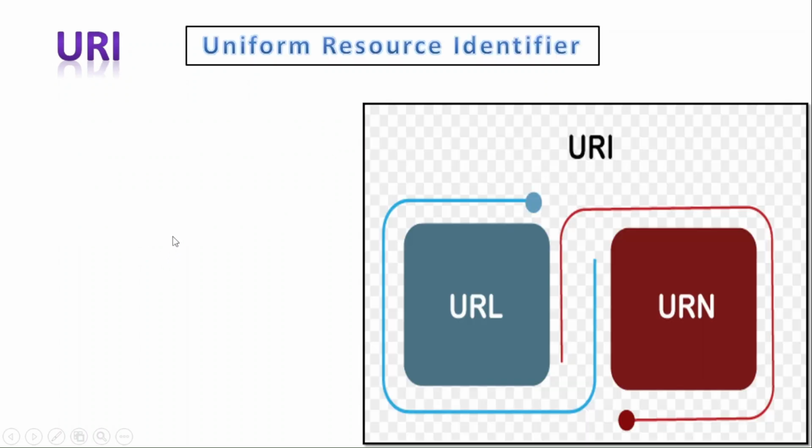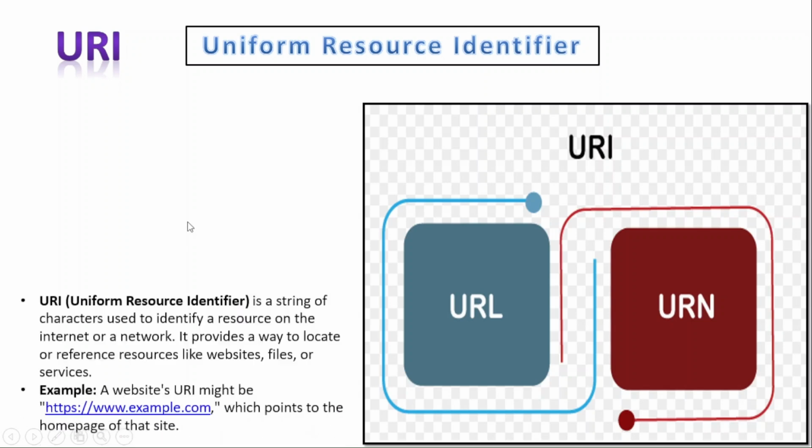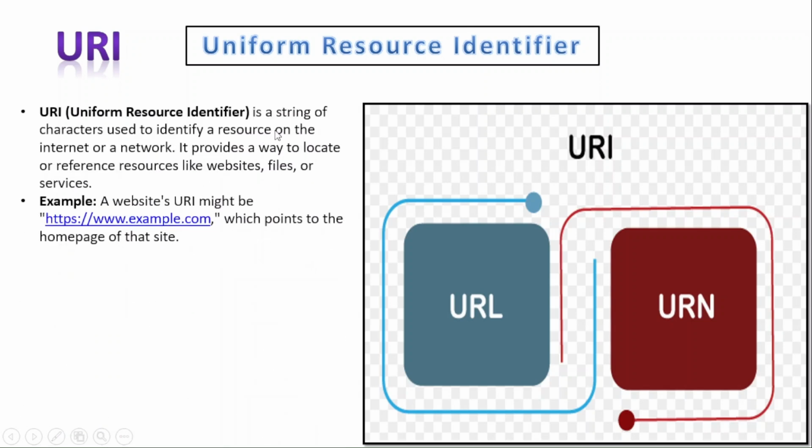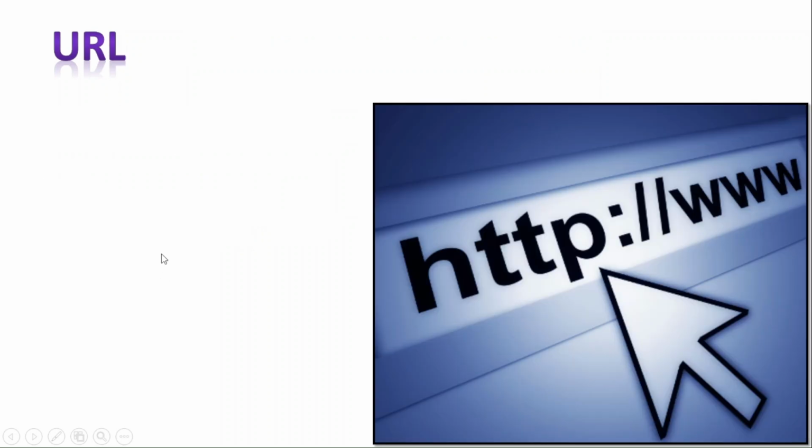URI, or Uniform Resource Identifier. So URI, or Uniform Resource Identifier, is a string of characters used to identify a resource on the internet or a network. It provides a way to locate or reference resources like websites, files, or services. Example, a website's URL might be https://www.example.com, which points to the homepage of that site.